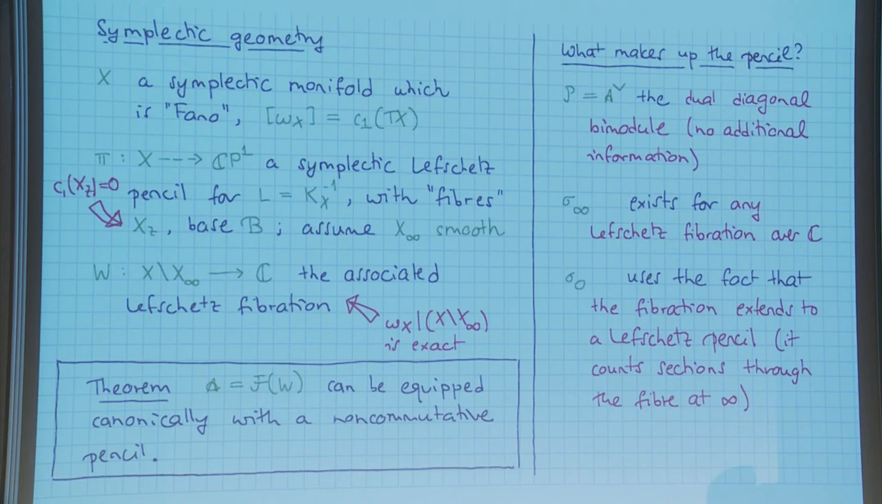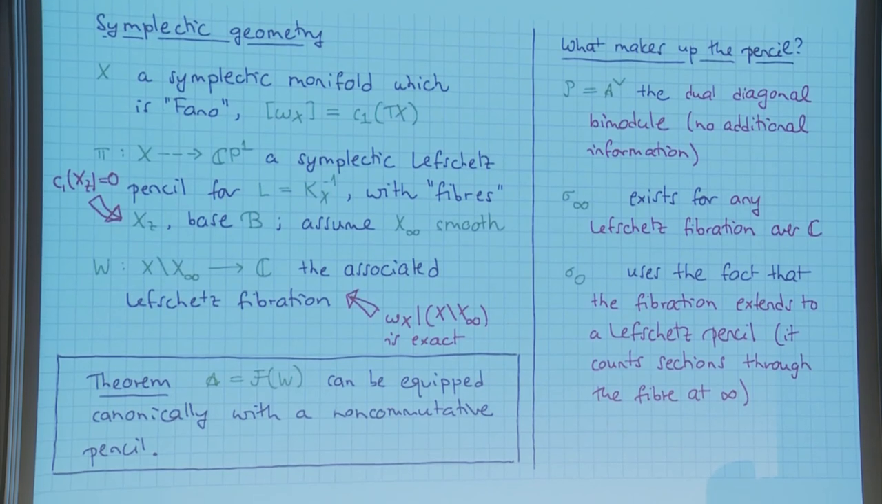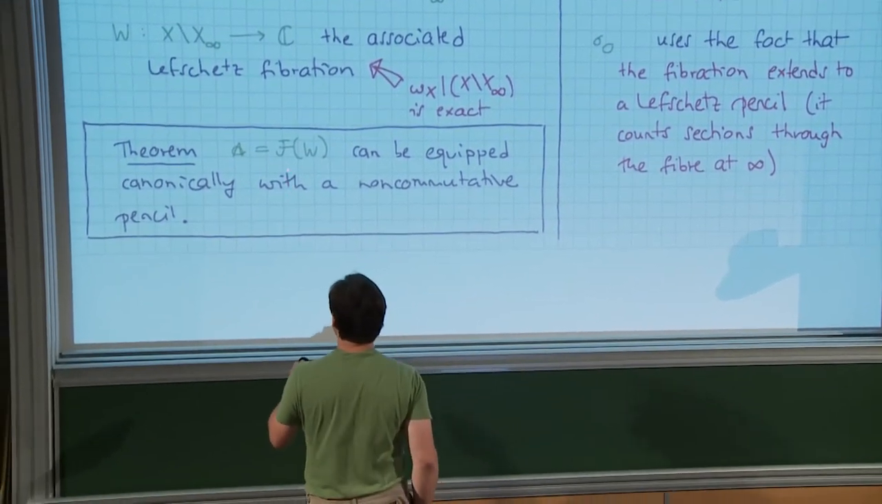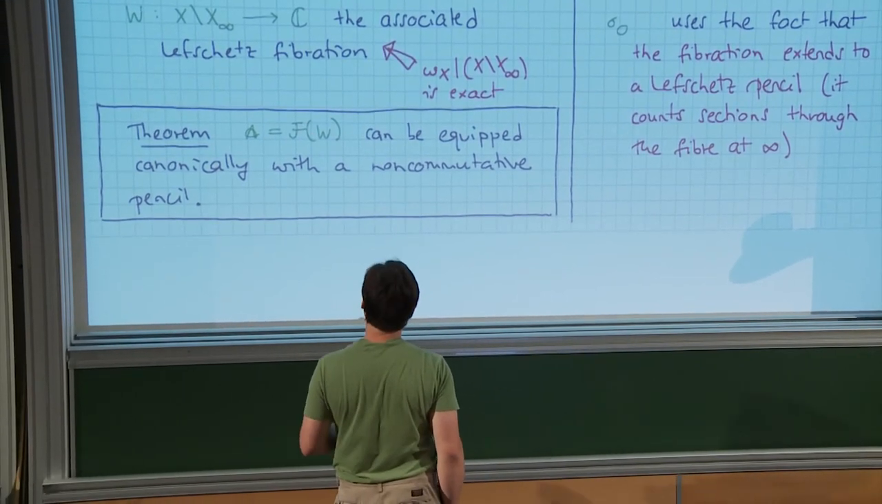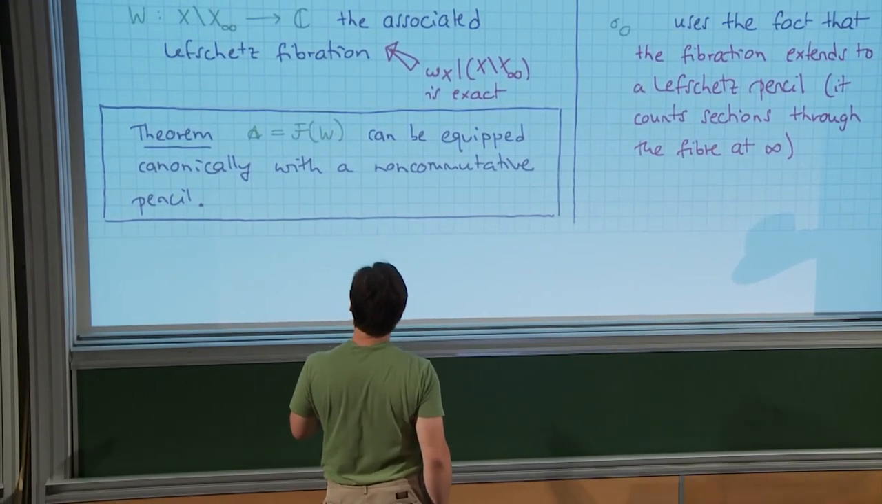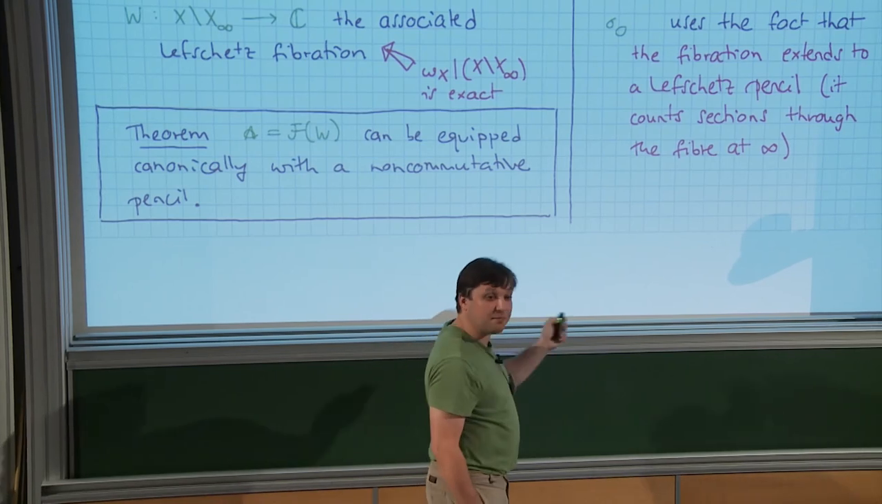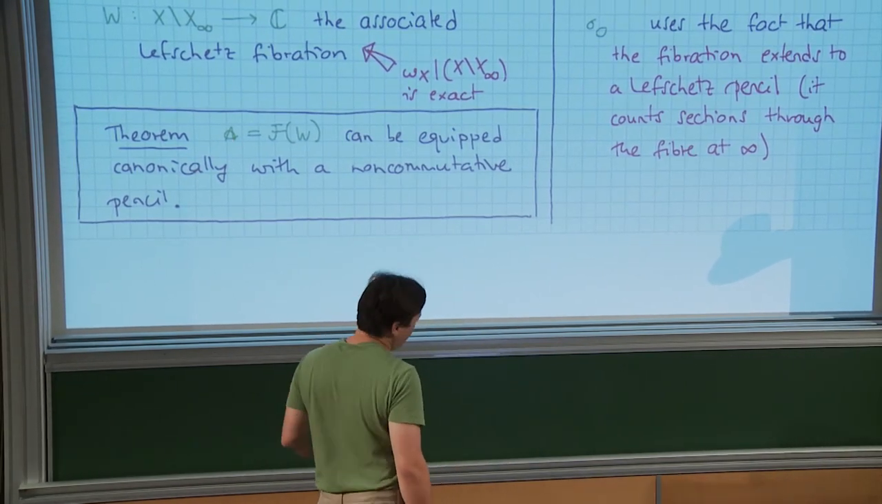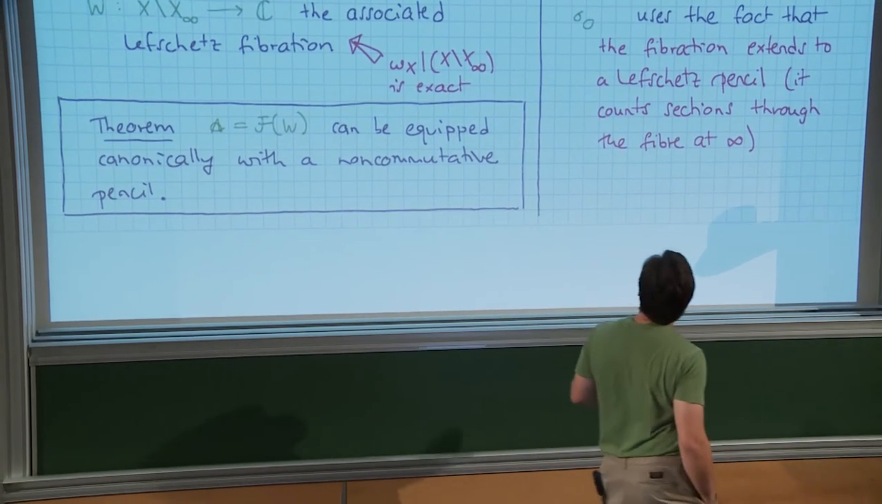So as we saw, the basic category I'm going to use is the Fukaya category of the Lefschetz fibration, which is the one that uses Lefschetz thimbles, and the one that's supposed to be mirror to the total space if we had mirror symmetry. Okay. And the theorem is that this comes with a canonical structure of a non-commutative pencil.